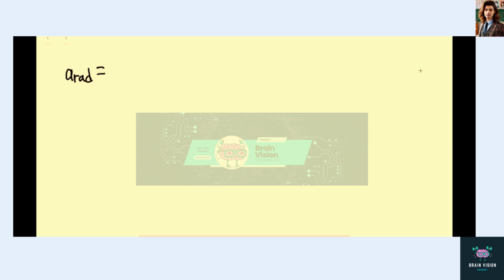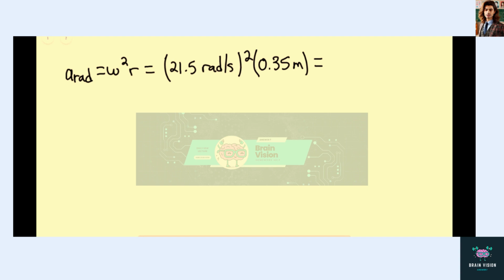At this point, we can find the instantaneous radial acceleration. This would be equal to omega squared times the radius. So this would be 21.5 radians per second, quantity squared, multiplied by the radius of 0.35 meters. And this is giving us approximately 160 meters per second squared. We have to round to 2 significant figures.